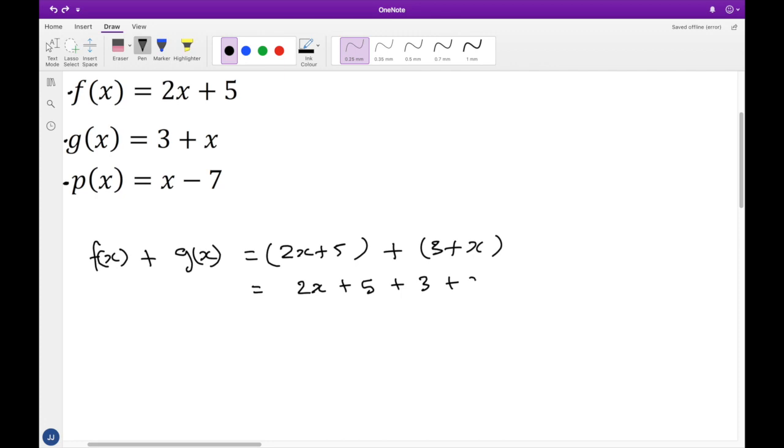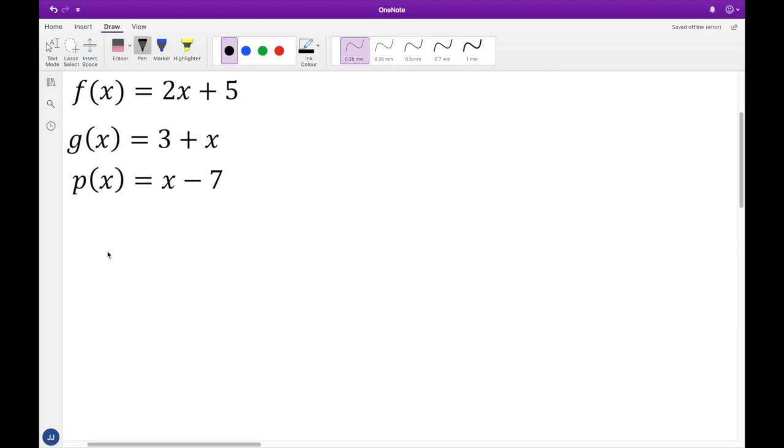Yeah, plus x. And that will give me 2x plus x is 3x. And 3 plus 5 is plus 8. Yeah? So compound functions is just a matter of actually adding the functions together, right? So let's try a couple more examples here.